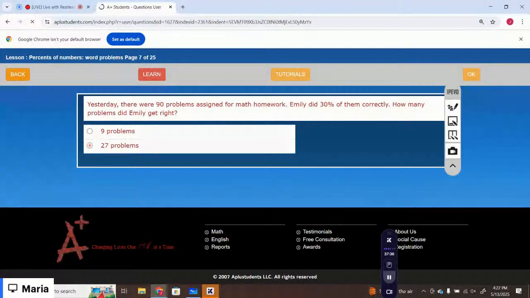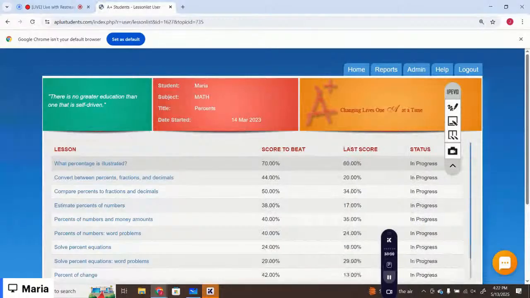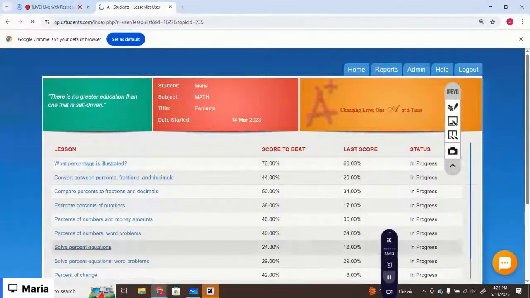Okay, you can complete the lesson by yourself today. Let me just move on to the next lesson. The next lesson is solve percent equations.